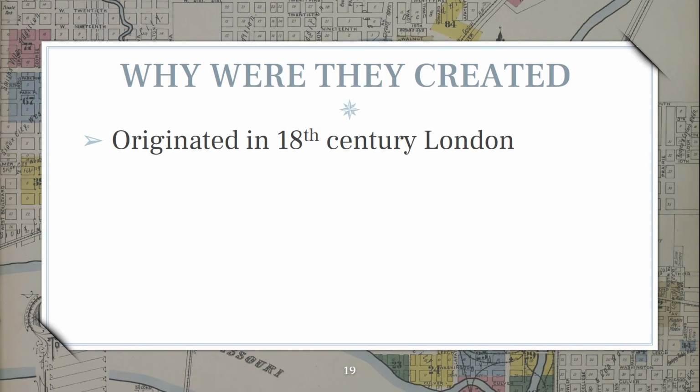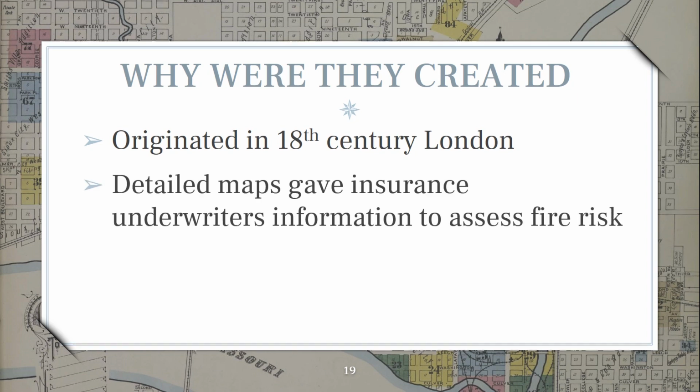Insurance maps and plans originated in London toward the end of the 18th century in response to the need felt by fire insurance companies. They needed accurate, current, and detailed information about the buildings that they were going to insure.